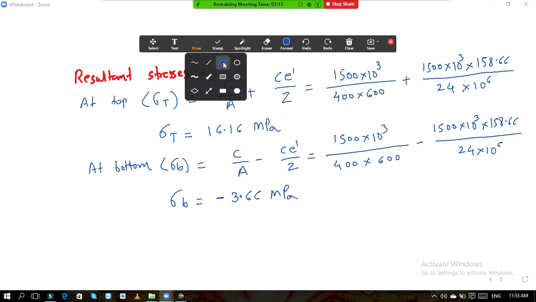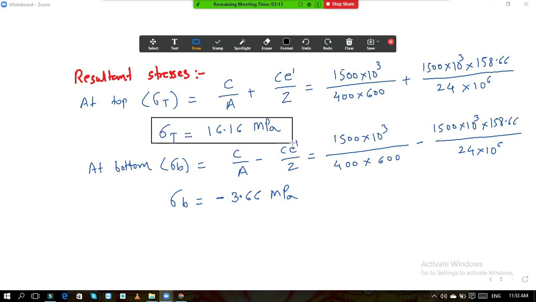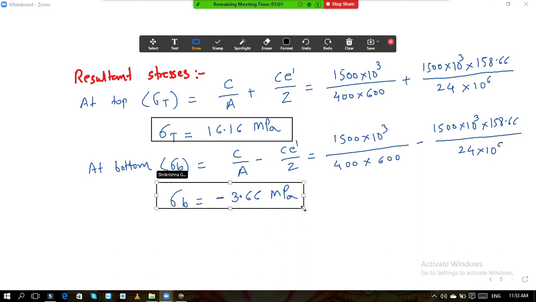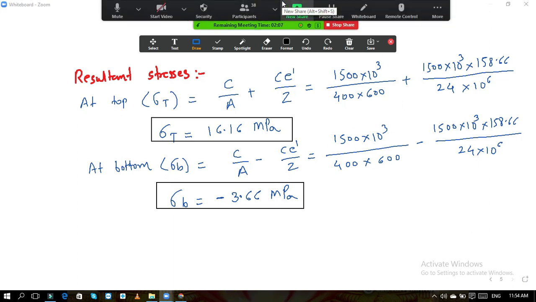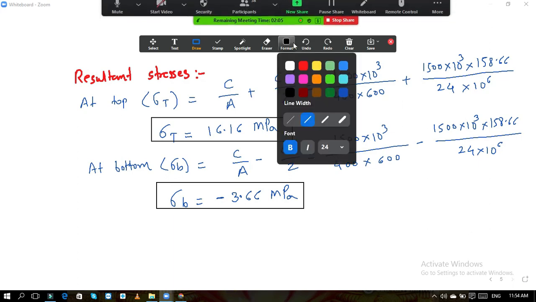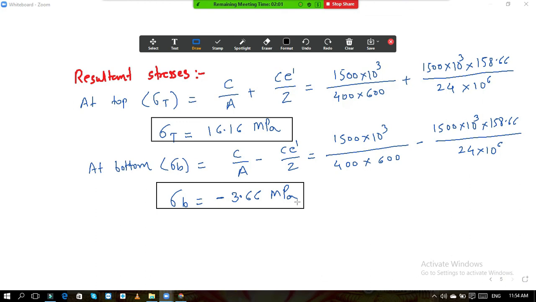So these are the answers. At top this is the stress, at bottom this is the stress. At top and bottom we have got the stress. Have you understood what we have done over here? Is it fine, or is there any problem?